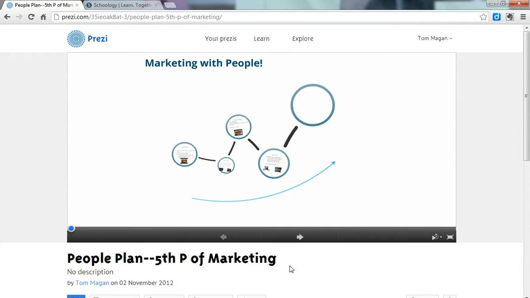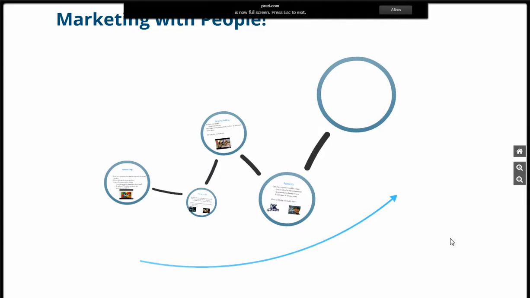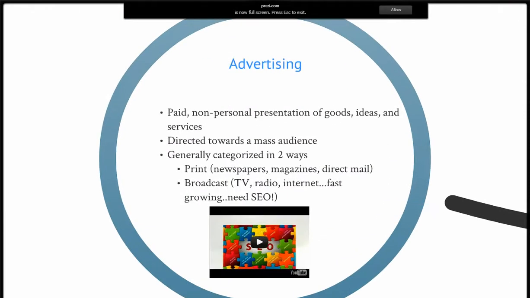So it's going to be the people that you have in your business and what role do they play in marketing and in sales and things like that. So let's take a look here. All right, first off, you're going to need people to do some advertising. Okay, so there's a definition of advertising there. Any paid non-personal presentation of goods, ideas, services.